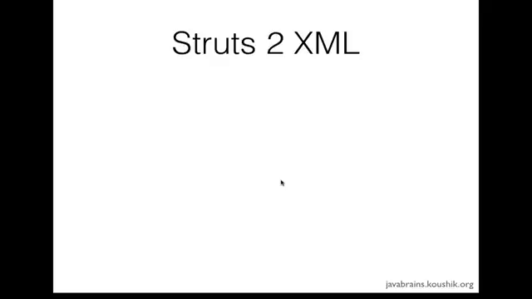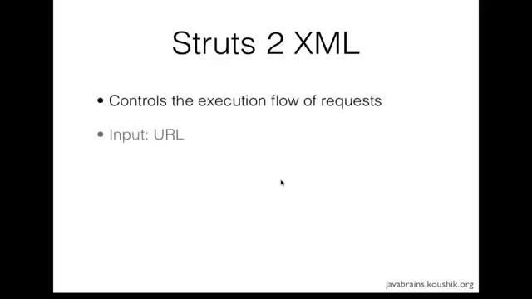So the struts2 XML controls the execution flow of the request, and what it does is it maps an input URL to action classes. We'll look at what the methods of the action classes are in a little while. But the primary goal of this mapping is to take the input URL of the client. The client makes a URL request, and then it maps it to a particular action class, and a method of that action class executes to serve that client request.